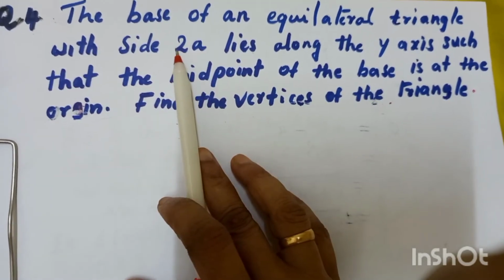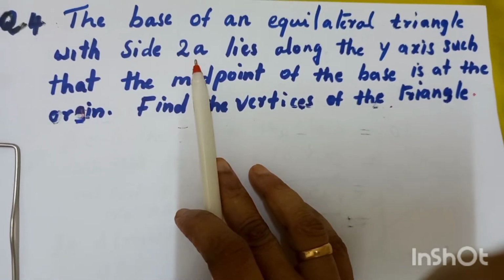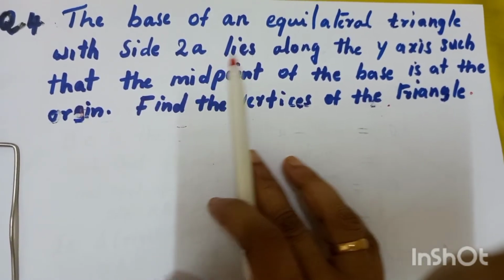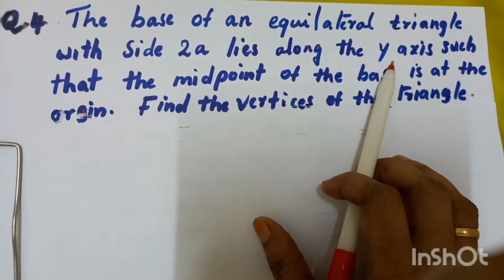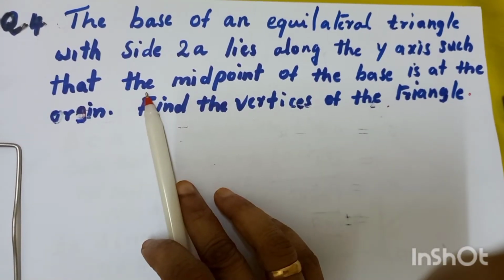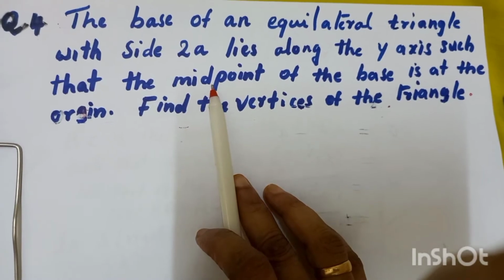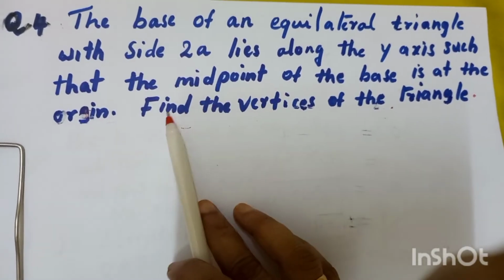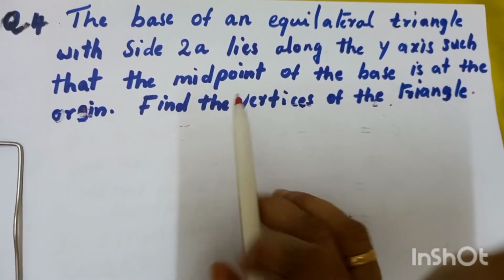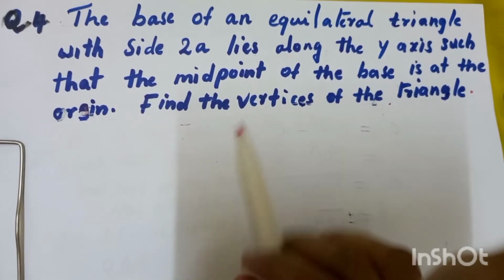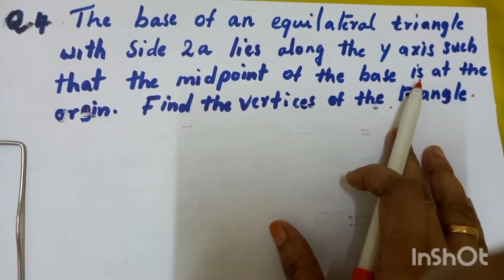So, given that the base of an equilateral triangle lies along the y-axis, one more thing is given: the midpoint of the base is at the origin. We have to find the vertices of the triangle.